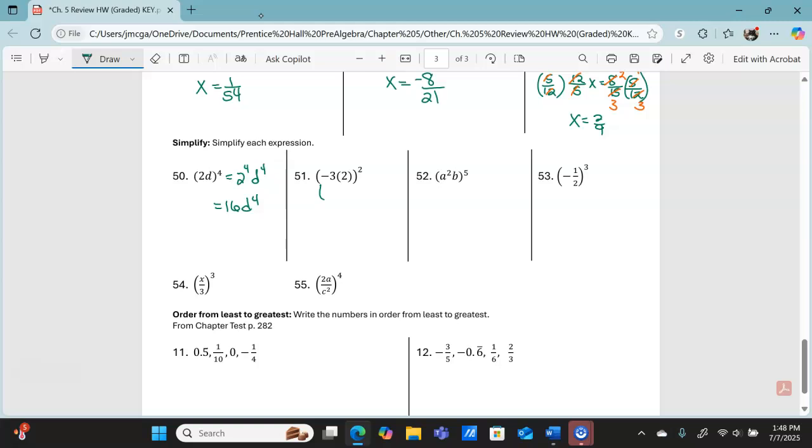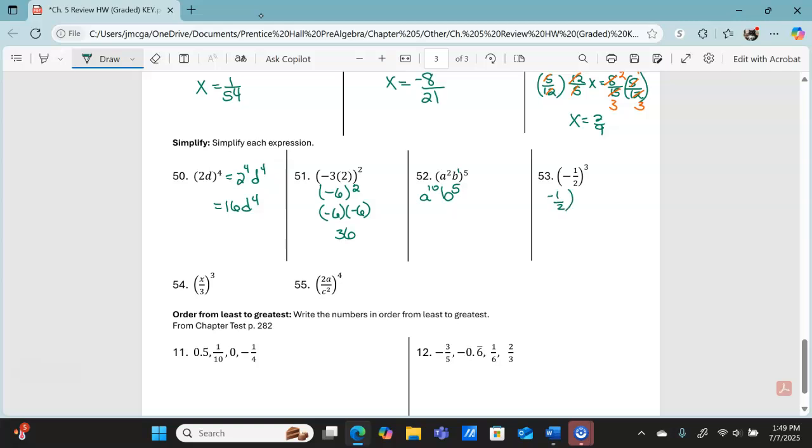On 51, the first thing you want to do is inside your parentheses. So negative 3 times 2 is negative 6. So this is negative 6 times negative 6, which is positive 36. That will be a squared to the 5th would be a to the 10th. That's 2 times 5. And then b to the 5th, because that's a 1 there. Power to power, we multiply.